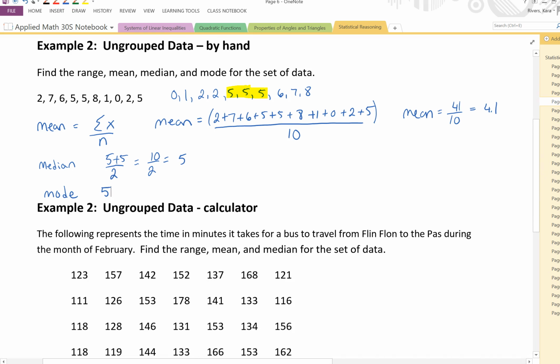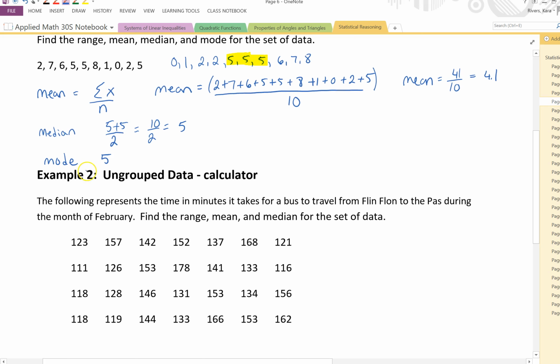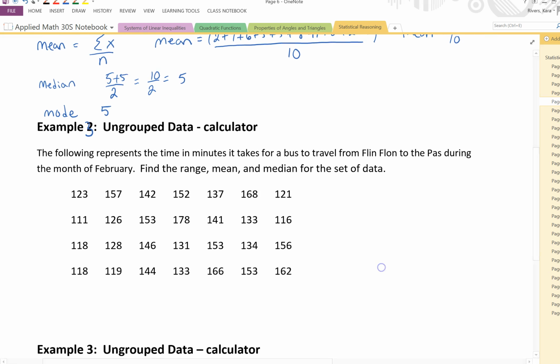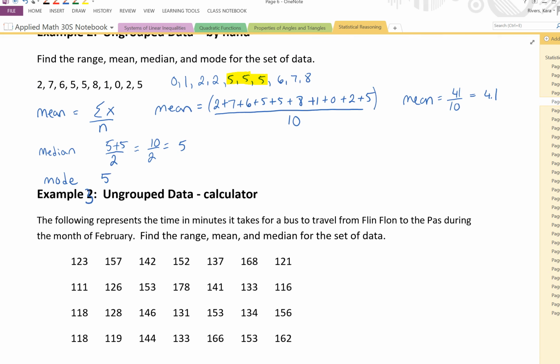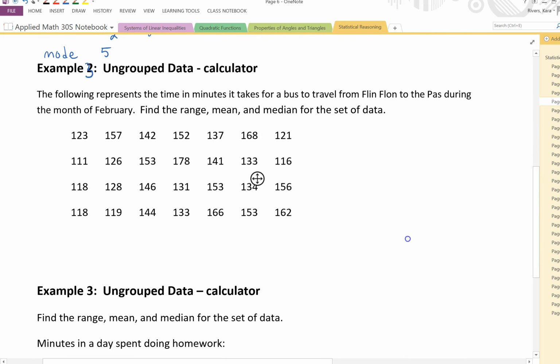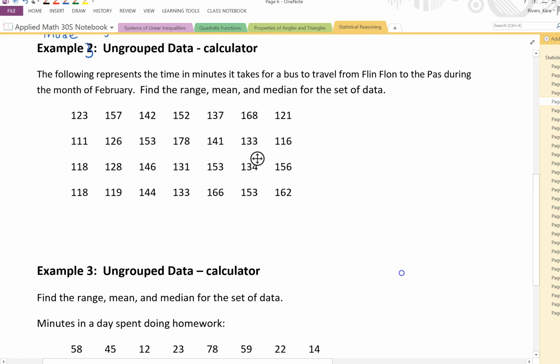Let's take a look at the next example. It's example 2 again. I guess this is example 3: ungrouped data using our calculator. So this, we were doing by hand. It's a small data set, so it wasn't bad to do by hand. But if you look at this next set, there's a lot more values here.